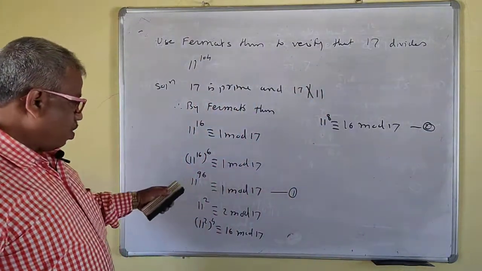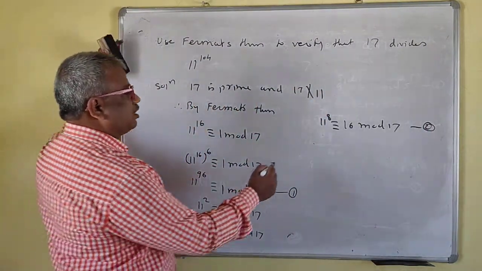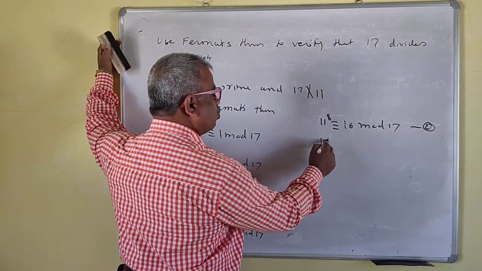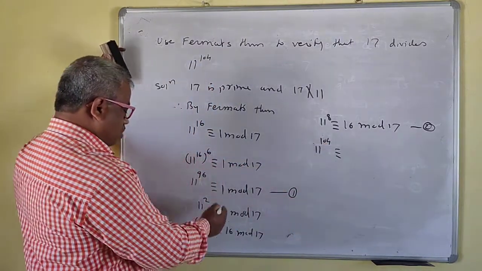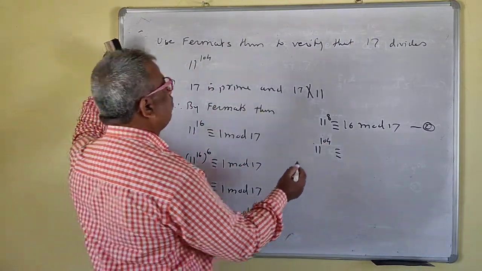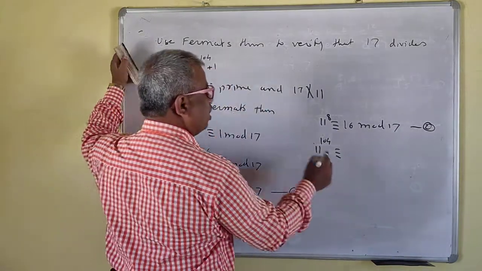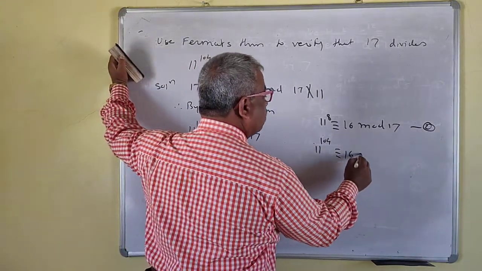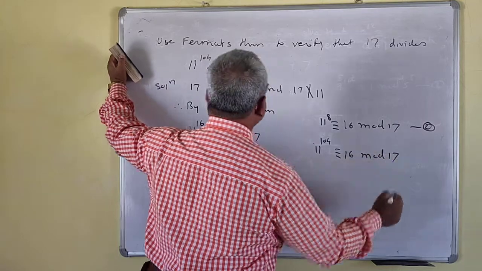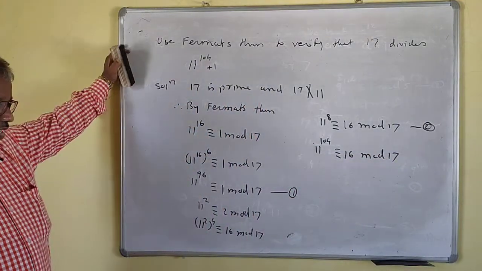So what I will do, from 1 and 2 now, I will take the multiplication now, so that 11 to the power 104 I get. Now this is what you were multiplying. Okay, so plus 1 will be there. Okay, so we are multiplying. So 16 mod 17. So plus 1 is correct now here.